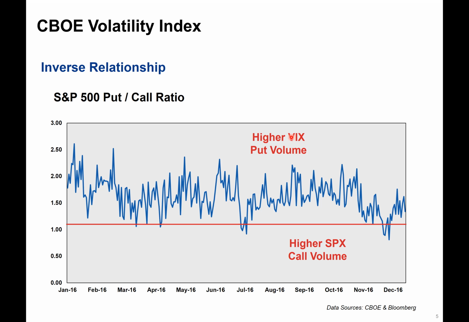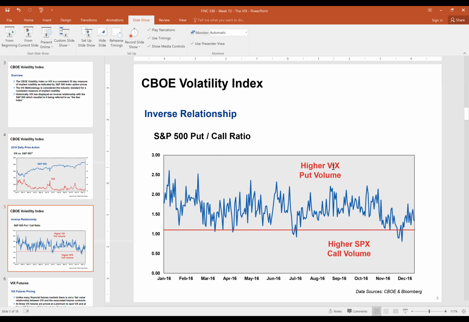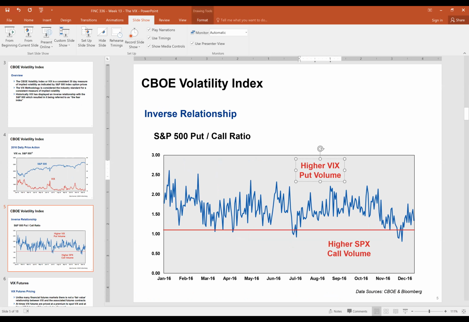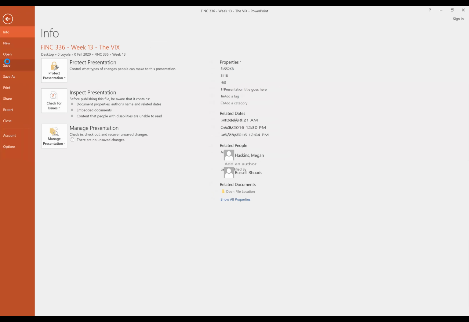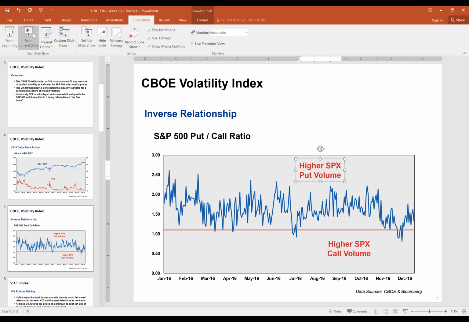This says VIX put volume. That should actually say SPX. That should say SPX. And you know what? I am going to fix that so that there's no confusion, but also so that it is saved. File, save, go me. All right.